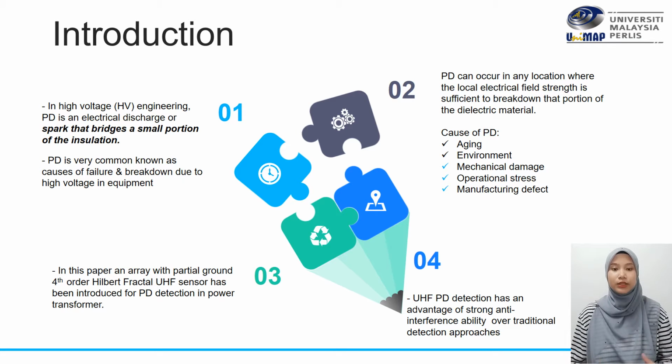manufacturing defects. Therefore, in this paper, we are presenting an array with partial ground for fourth order Hilbert Fractal UHF sensor for PD detection in power transformer. Why do we use this UHF PD detection? Because of its strong anti-interference ability over the traditional techniques.